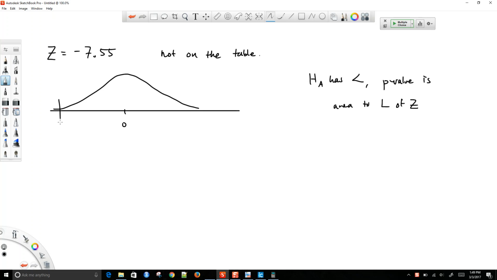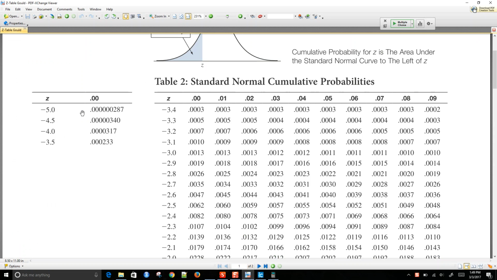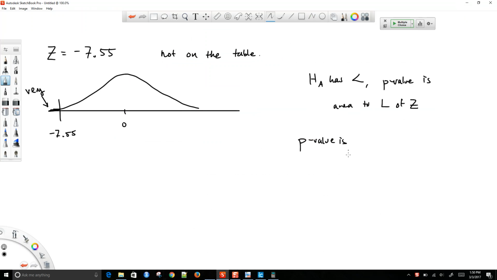If I'm out at negative 7.55, whatever this area is, it's going to be very, very small. So my p-value is very small. If I go to my z table, I just know that it's going to be less than 0.002 or so. At z equal to negative 5, the area to the left is a bunch of zeros and a 2. So my p-value is less than that.